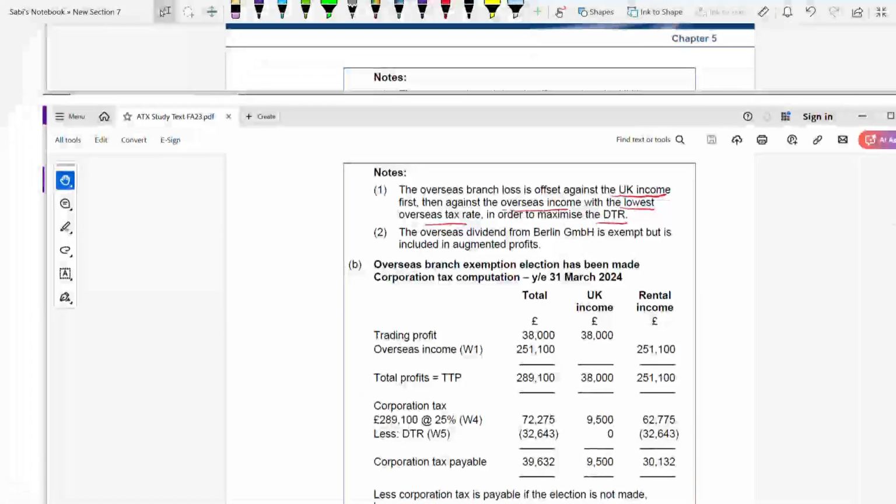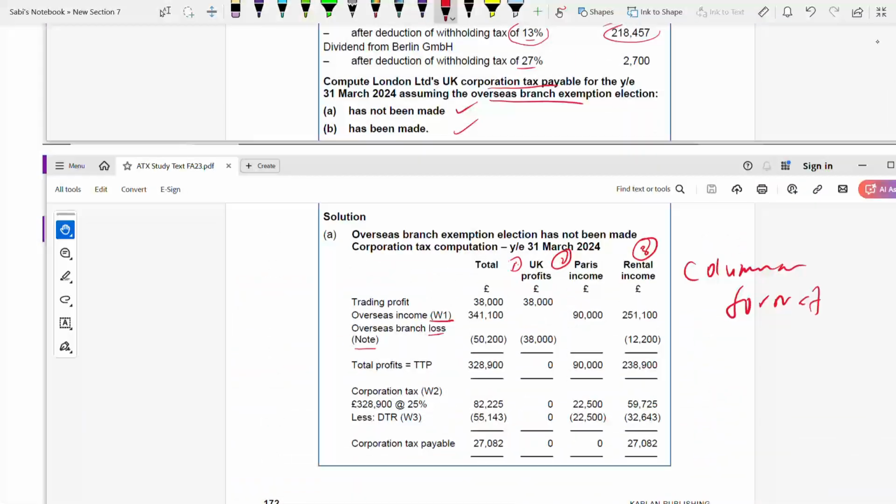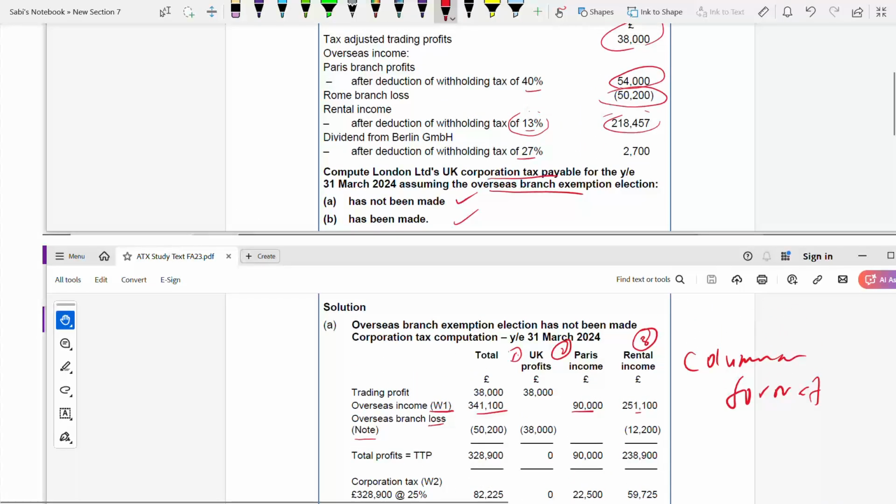Okay, it's 90,000 here, as you can see, 25. Both are overseas income, so both you are adding in the overseas income. Now the loss. How is the loss?